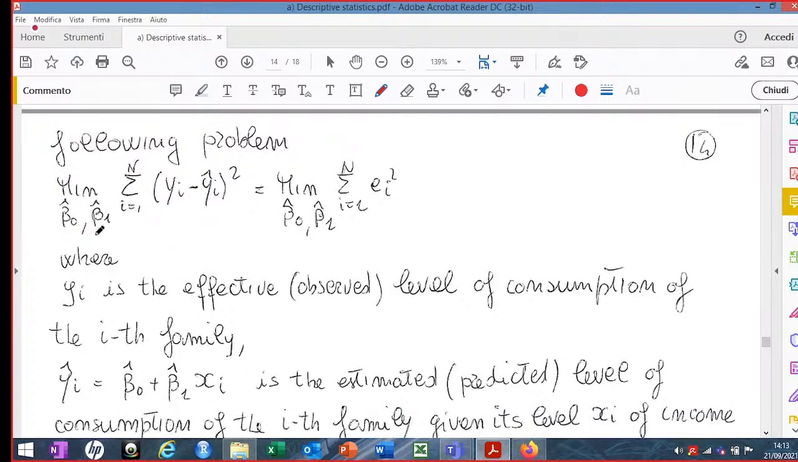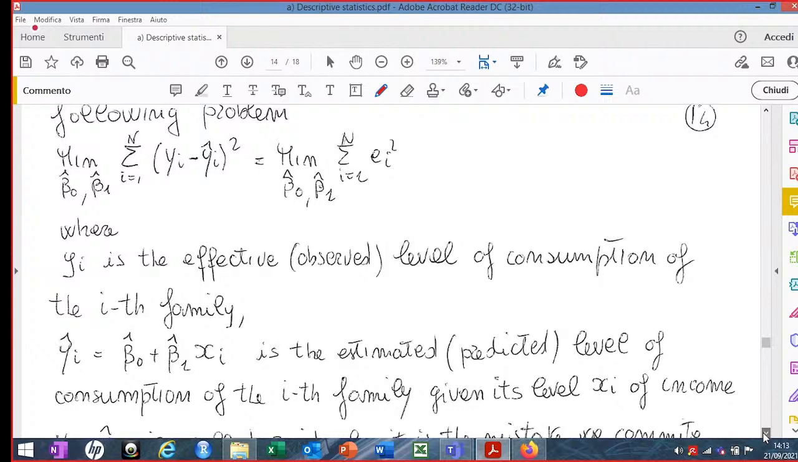Here I reported the problem, but let me explain it first through the graph.